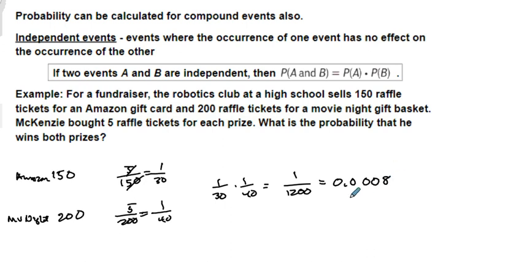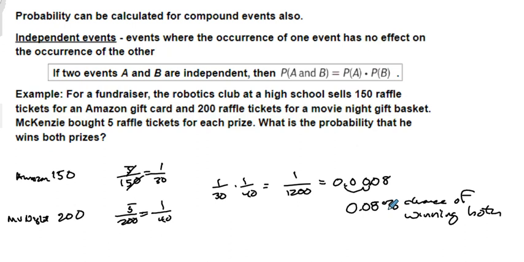To put this in perspective, it's 0.0008. If we figure this out, you move your decimal, and you have a 0.08% chance of winning both. So not likely at all. You have less than 0.1% chance of winning that. But hey, that's how it goes. I'm going to make sure I did that right. Yeah, I did it right.